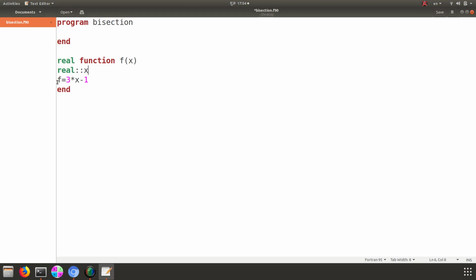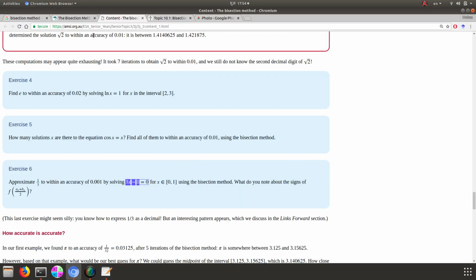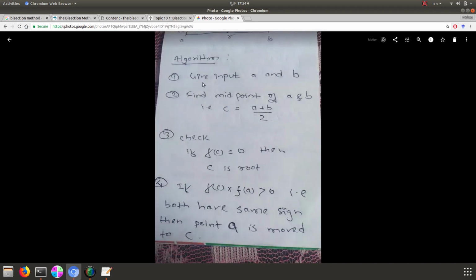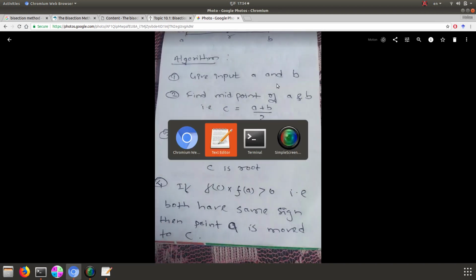Now to call this function inside the program, I need to insert real, external here. Yes, this is defined for calling a function defined outside the program. So I have named the function as f. Now yes, this is what our program is now. So our algorithm is, you can simply do programming just by looking at the algorithm. Okay, yes, the algorithm is first give input a and b. So let us give input.